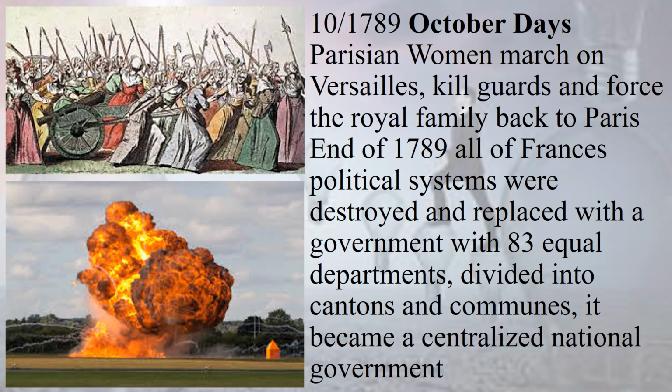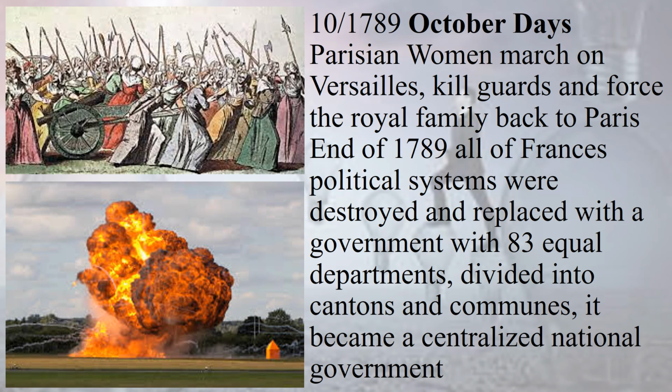Okay, the October Days. So in October of 1789, and by the way, you're going to draw some parallels between this and the Russian Revolution, because it's the Russian Revolution that really leads to the death of the royals in the Russian Revolution and in the French Revolution. Okay, so the women of Paris, the Parisian women, march on Versailles, they kill the guards, and they force the royal family to move back into Paris, back into the palaces there, where they can be watched and controlled.